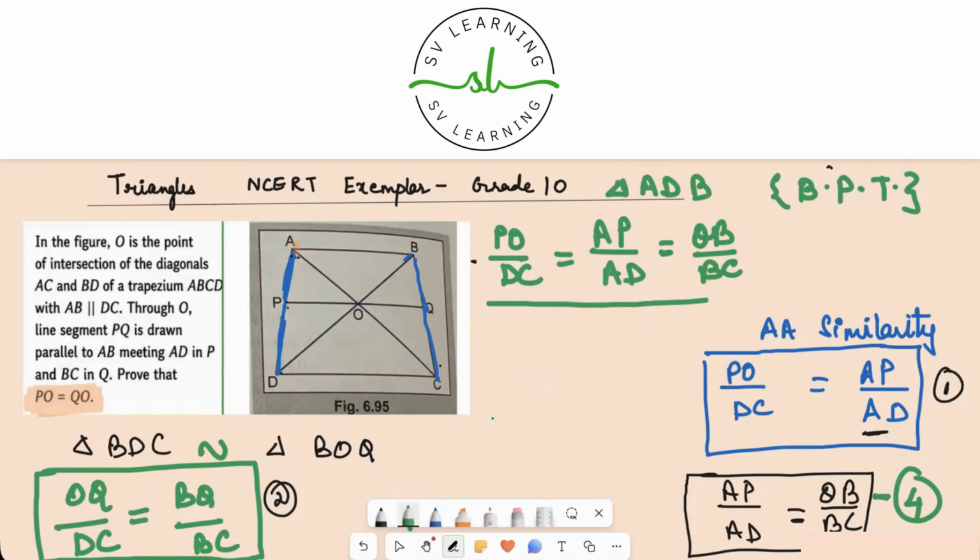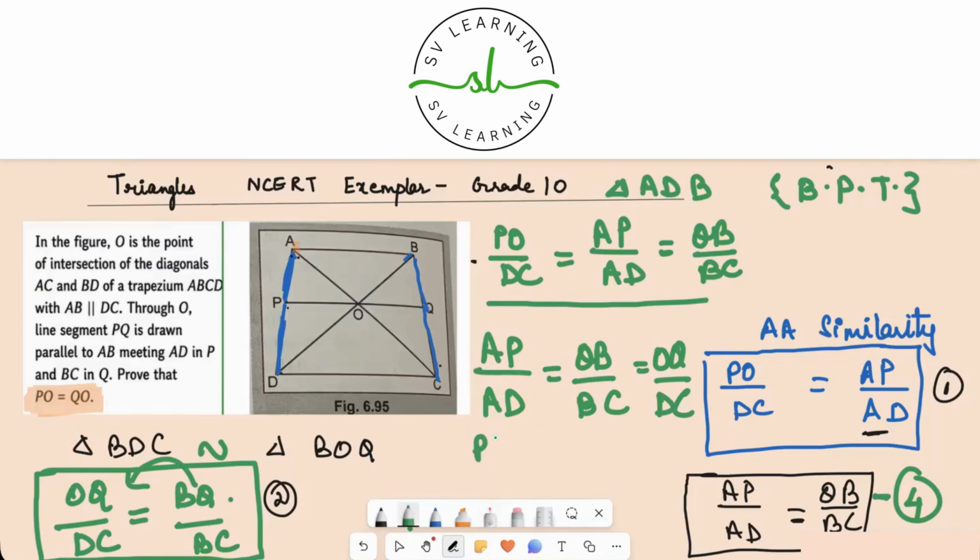Now, once we get this result that AP by AD has come out to be QB by BC, if we observe the equation 2, QB by BC is equal to OQ by DC. So can I now say that AP by AD, which was equal to QB by BC, since QB by BC is equal to OQ by DC, so eventually what I get? I got, and this is equal to PO by DC. So basically all these four are equal.